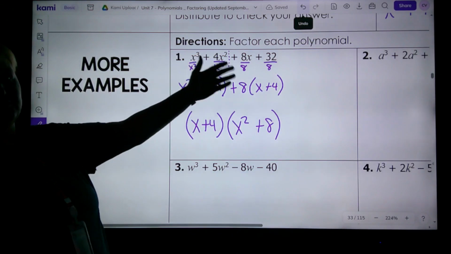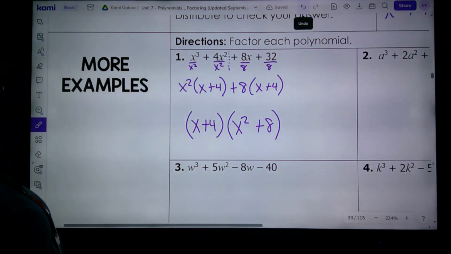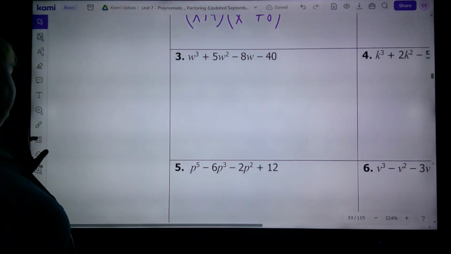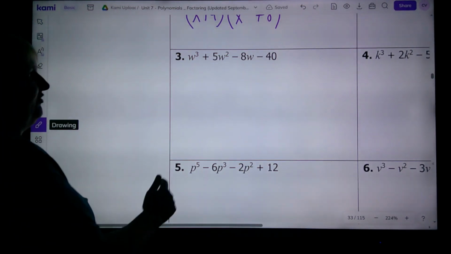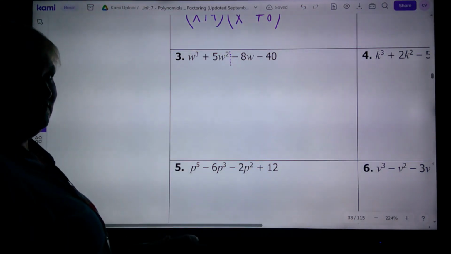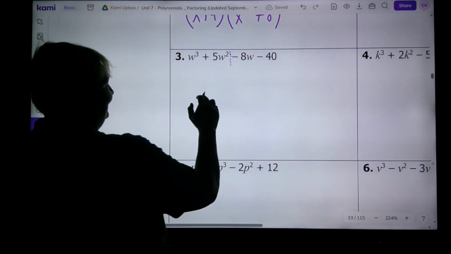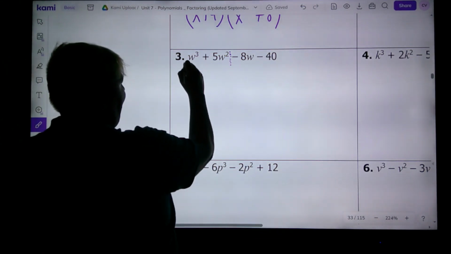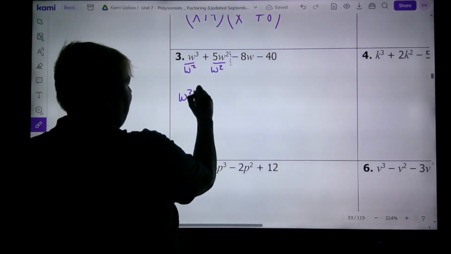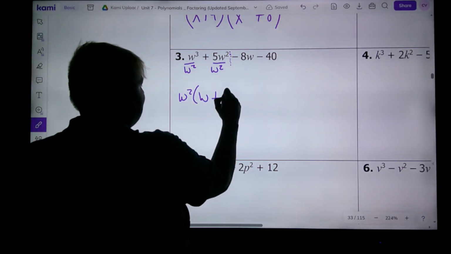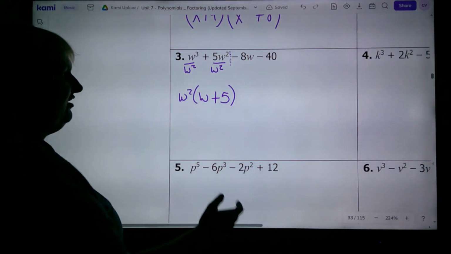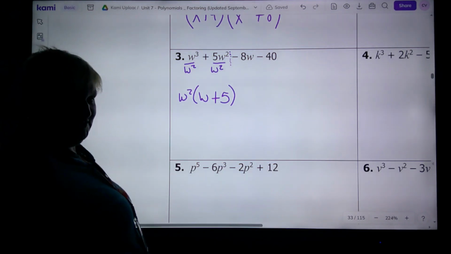You group like terms together. Just be grateful that they're in order right now, because later they're not going to be in order. You're going to have to figure out what like term goes with what like term. Brace yourself. Alright? I can take out w squared, and it leaves me with w plus 5. If it's going to work, then this will also leave you with w plus 5.